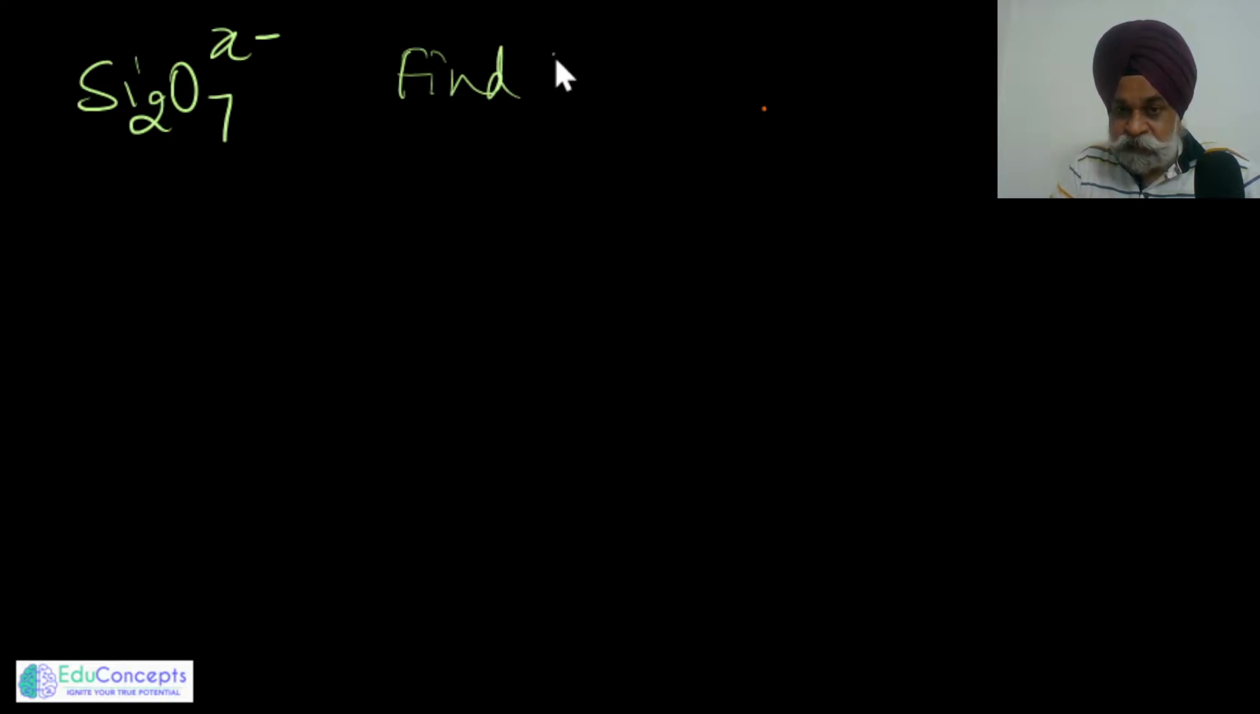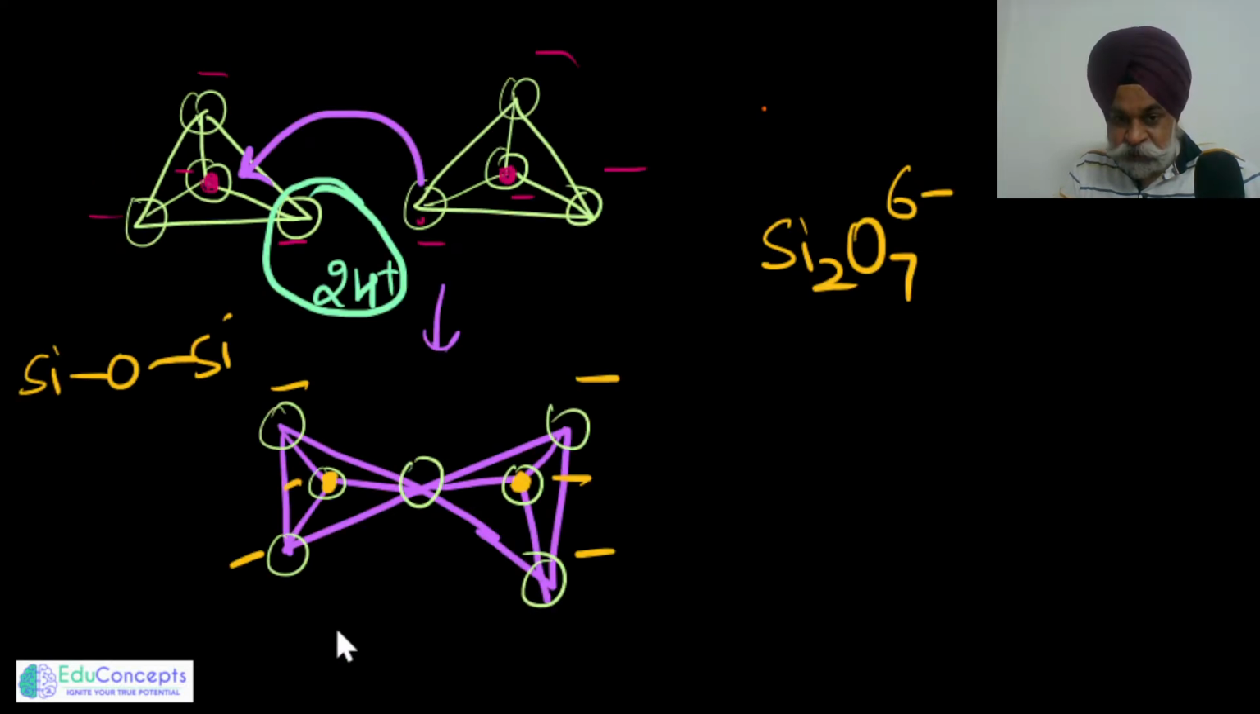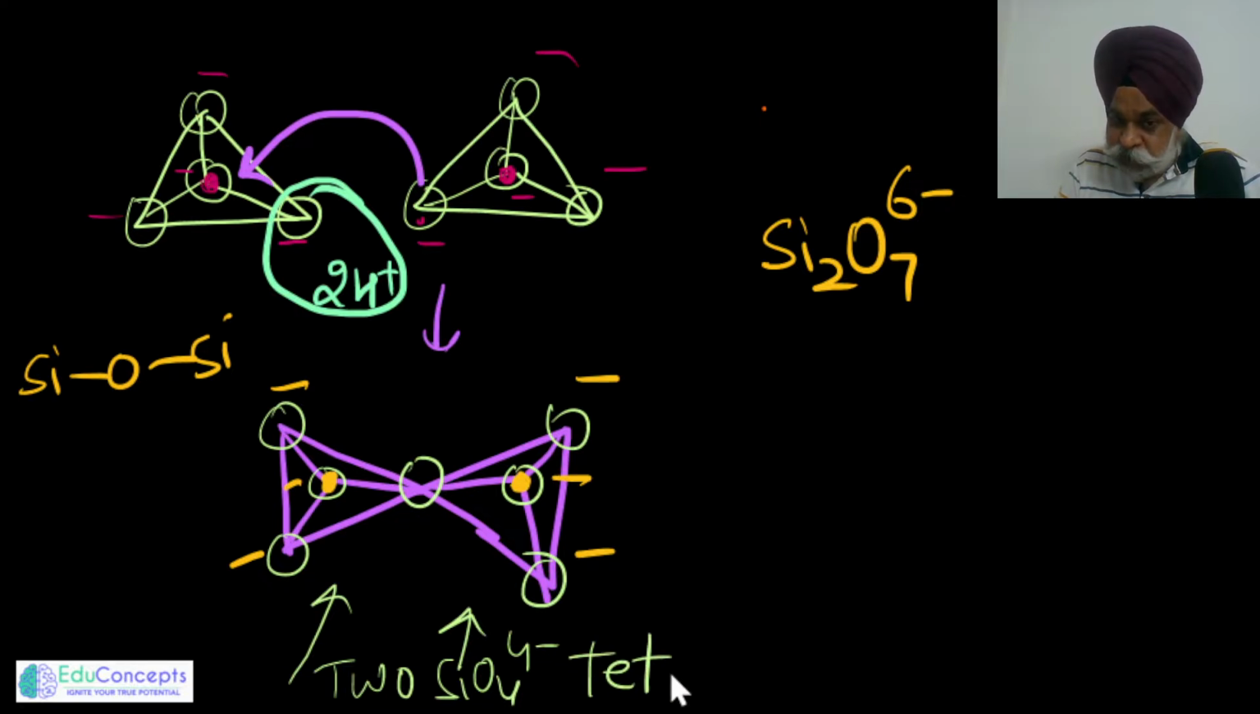This is a very simple find the value of X. In upcoming questions, we will see some of the questions having this sort of a thing in a different domain. Find the value of X. So the simple thing is that we have understood for sure that this particular species is having two SiO4 negative tetrahedra, this is for sure, but they actually got joined through a common oxygen.